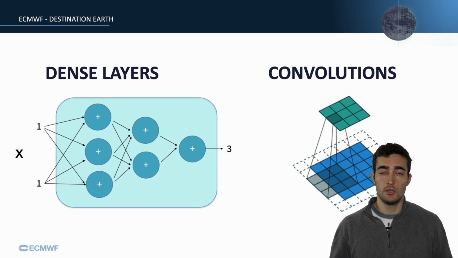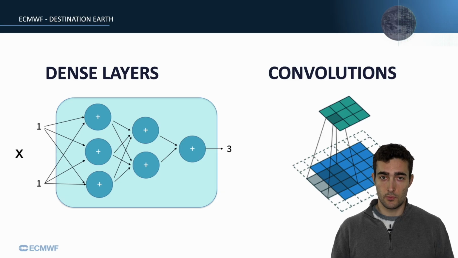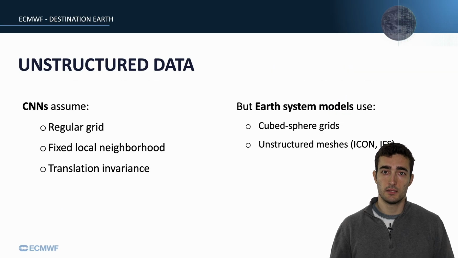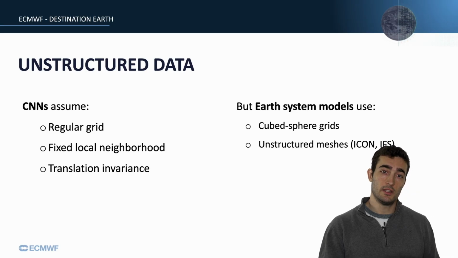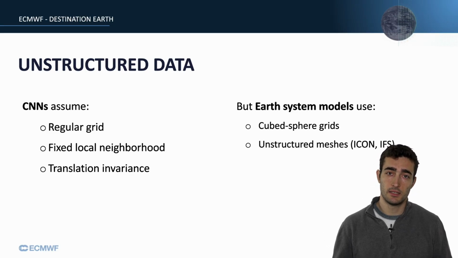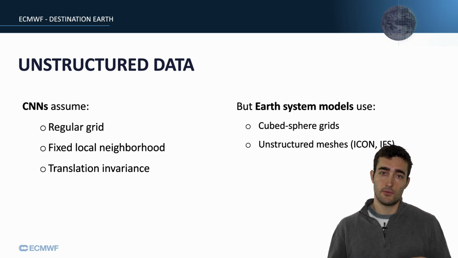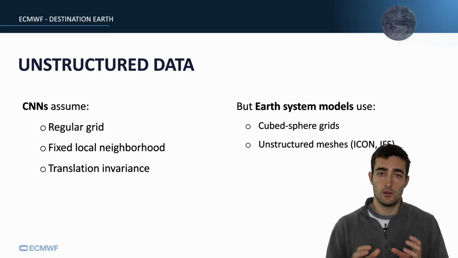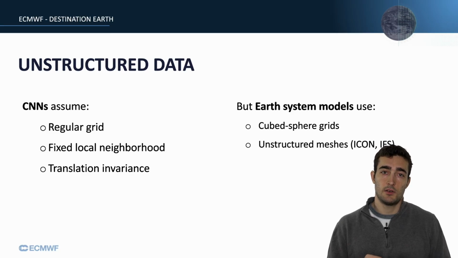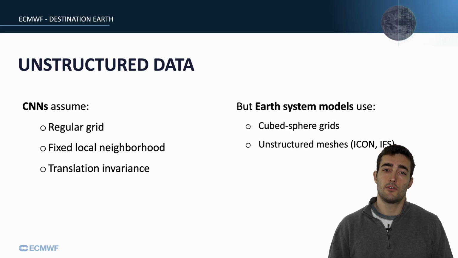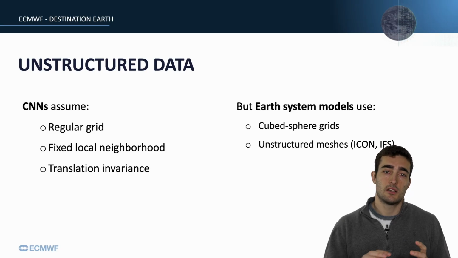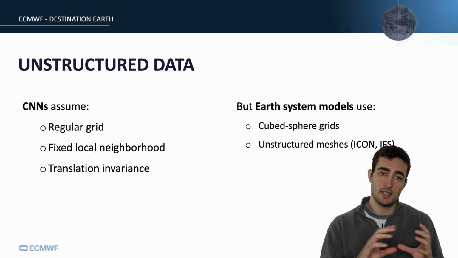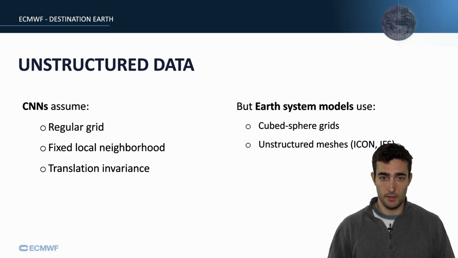But this convolution was really nice because we could extract some local patterns, but it has some problems, or it makes some assumptions that refer to the data. So we assume that the data is defined in a regular or rectilinear grid. We also assume that there is a fixed local neighborhood, right? Because as it is a regular grid, we know that it is always surrounded by the same number of grid points, pixels for an image. And then we also assume translation invariance, right? We apply the same kernel across the whole 2D field.